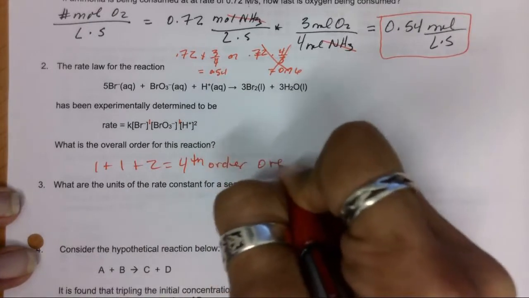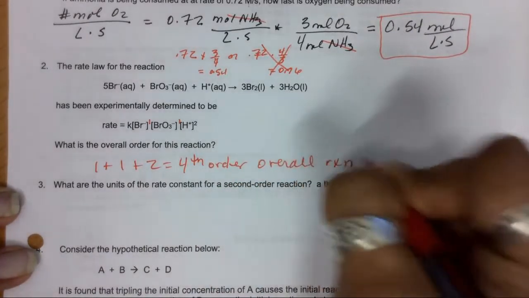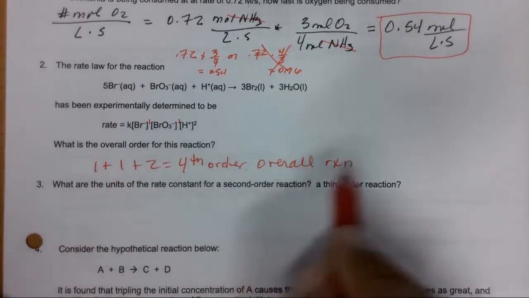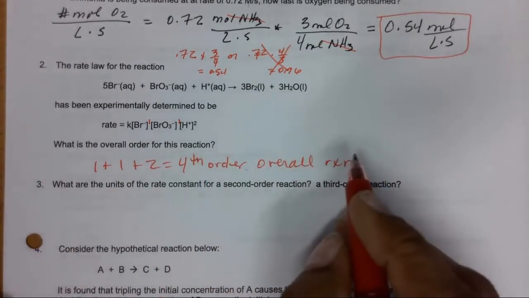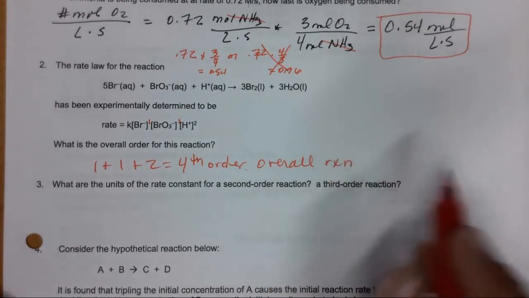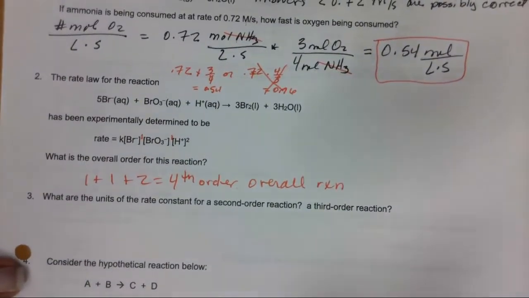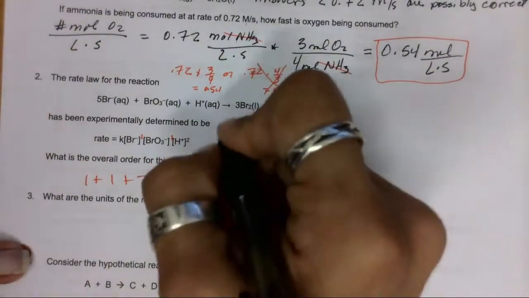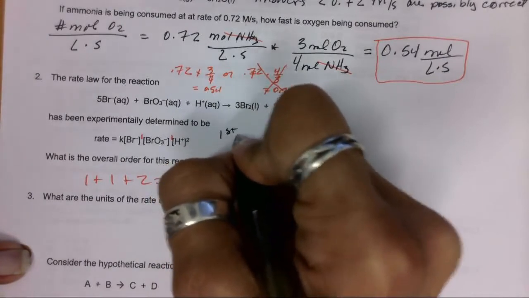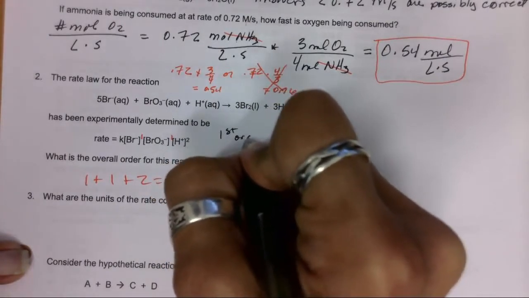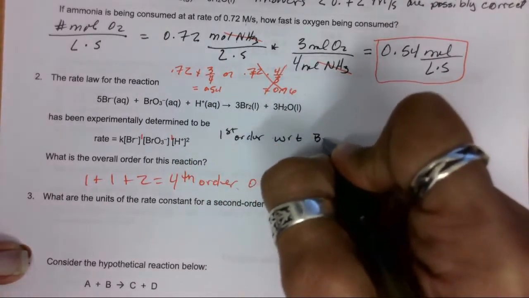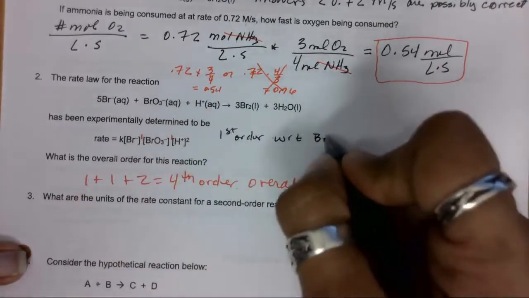Fourth order overall reaction, okay? Now, all this is another way to express the rate law, right? And another thing that I could say here is that this is first order, right, with respect to bromine, right, because we see that here.